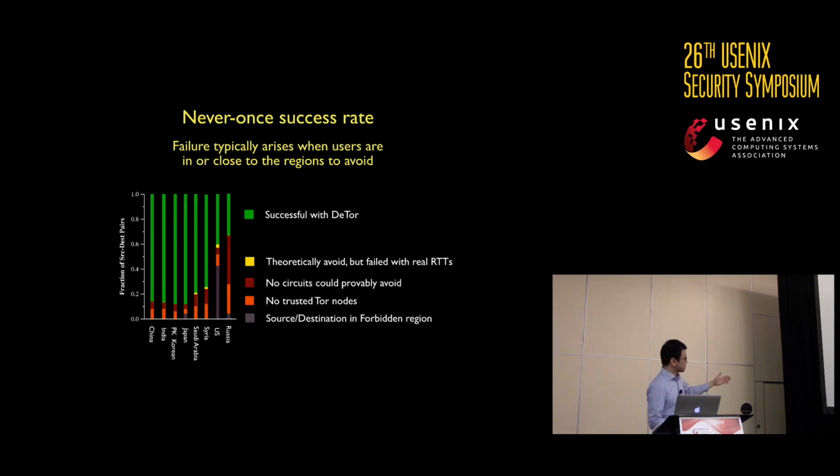When we look at the results when we try to avoid the US and Russia, we see a much lower success rate. This is because, for example, for the US, in our data set, we have a lot of Tor nodes that are actually in the US, so obviously we cannot obtain the never-once avoidance for those. And for Russia, there's a cluster of European nodes in our data set that is very close to Russia, so when we try to avoid Russia, the success rate is very low.